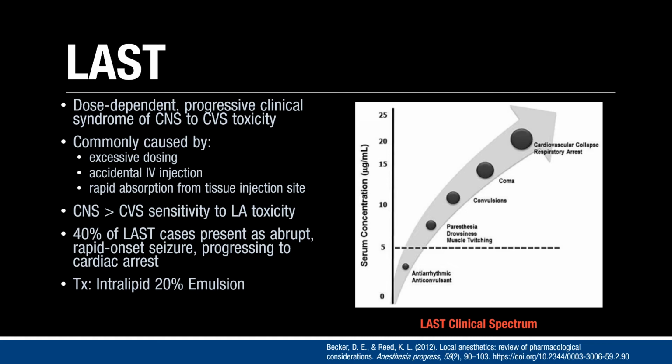So the spectrum of what this syndrome can be is vast. And it's important to recognize that the spectrum of signs and symptoms can be present in any combination, and it can progress very rapidly. I want to highlight that approximately 40% of LAST cases present as a sudden onset seizure progressing to cardiac arrest. With large doses of local anesthetic or direct intravascular injection, the CNS symptoms can be absent entirely, and the first manifestation could be cardiovascular toxicity. This occurs in about 11% of cases. The rescue therapy is intralipid 20% emulsion IV.